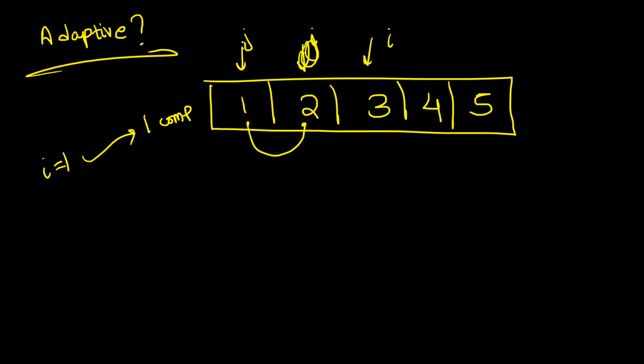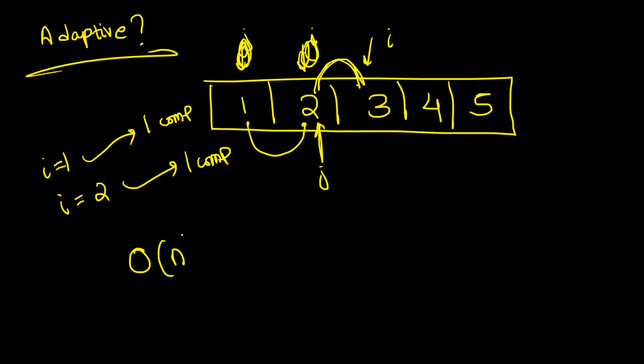Your answer lies in the logic itself, right? Now again, J starts at I minus 1. I do a comparison of 2 with 3 and I see that 2 is less than or equal to 3. So I again break. So for I equal to 2, how many comparisons am I doing? One comparison. So if the array is already sorted, how many comparisons are you doing? Total you are doing n minus 1 comparisons. So the best case of insertion sort is big O of n.